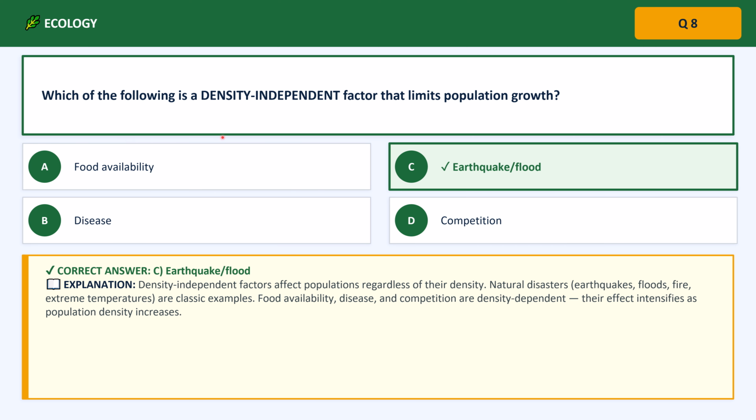Question 8. Which of the following is a density-independent factor that limits population growth? It's option C, earthquake or flood. Explanation: density-independent factors affect population regardless of their density. Natural disasters, earthquakes, floods, fire, extreme temperature are classic examples. Food availability, disease, and competition are density-dependent. Their effect intensifies as population density increases.